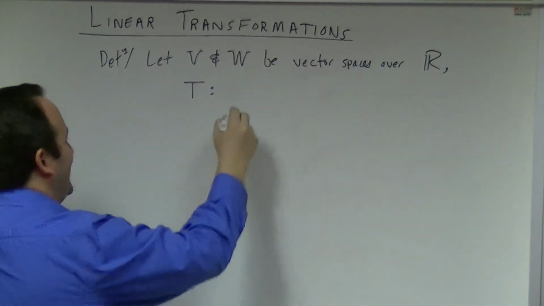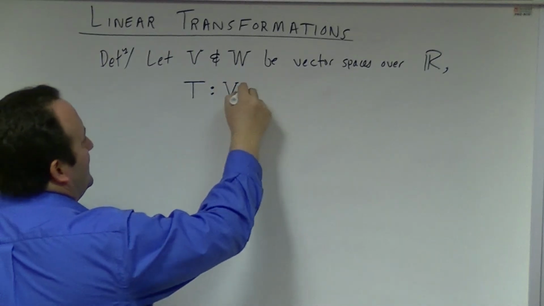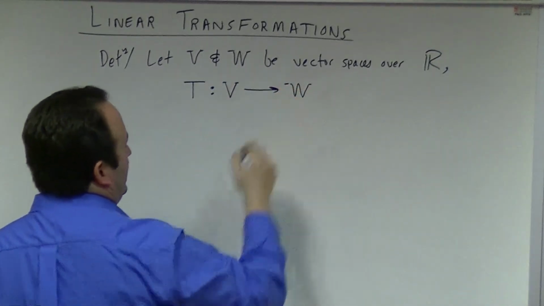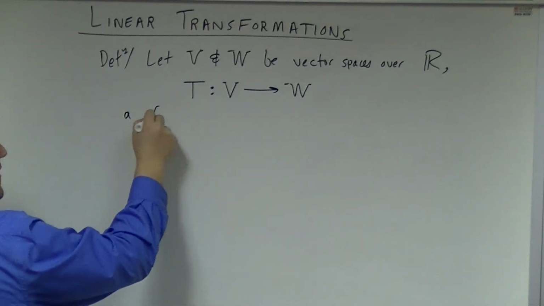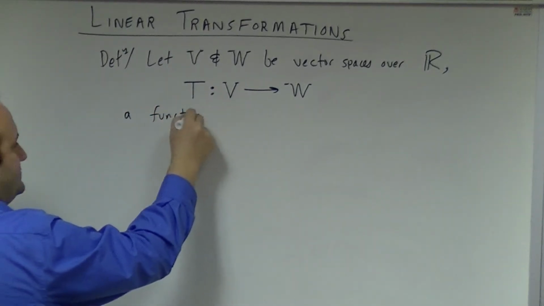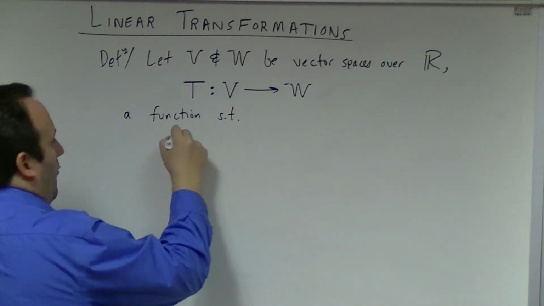T from V to W is a linear transformation, provided what? A function such that what? One, additive.